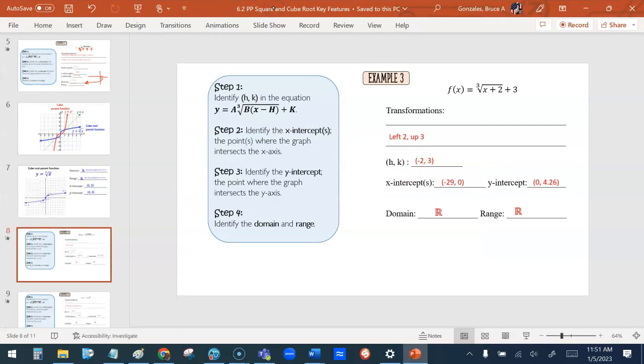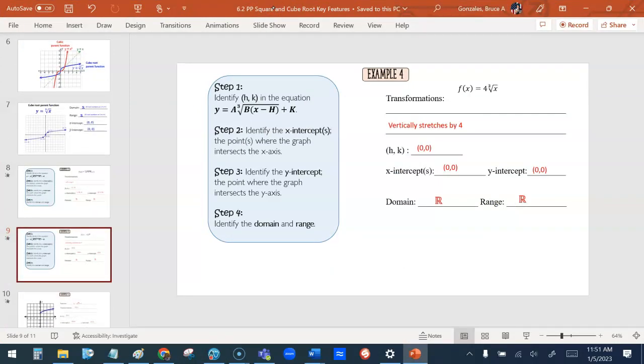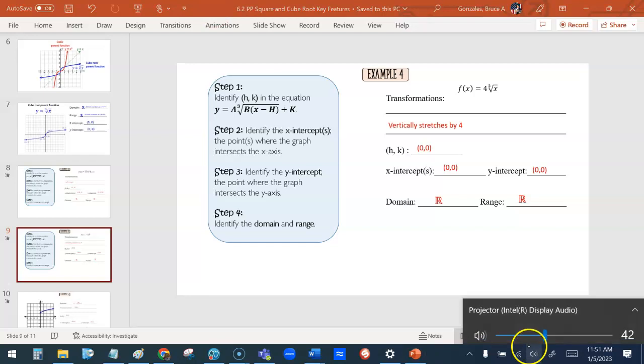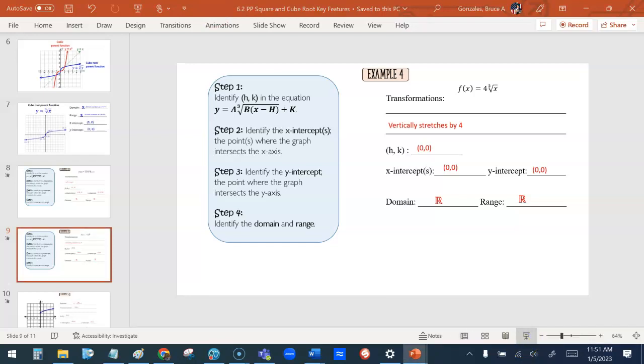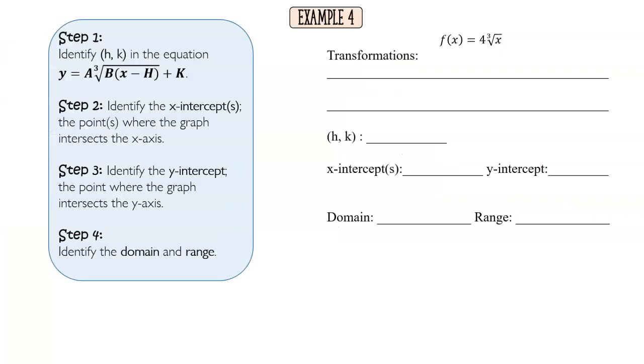Okay, now that's example 3. Let's look at example 4. What's the only thing added on example 4 here? Everyone look. What's in front of this? What does that do? Numbers out front do a vertical something. Vertical what? Okay, 4 is bigger than 1, so it is a vertical stretch. So go ahead and write that down on example 4. It's a vertical stretch by 4.